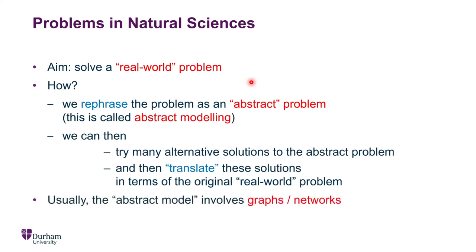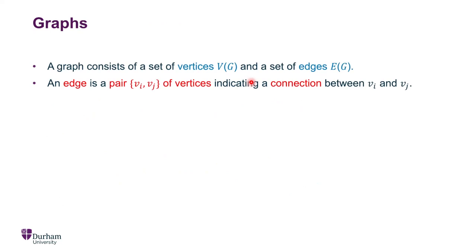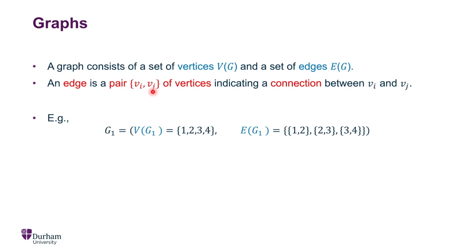It's often the case that the abstract model that we create from the original problem involves some sort of graph or network. Now, when I'm talking about graphs, I'm talking about pairs of a set of vertices and a set of edges, where an edge itself is a pair of vertices, which indicates some form of connection between those two vertices. For example, suppose we want to define a graph G1 with 4 vertices and 3 edges like so. So 1, 2, 2, 3, and 3, 4.